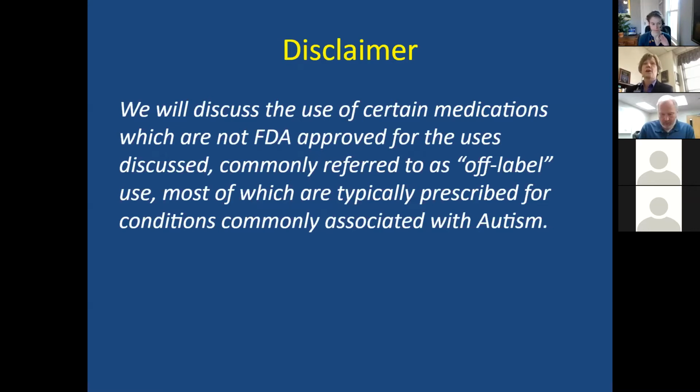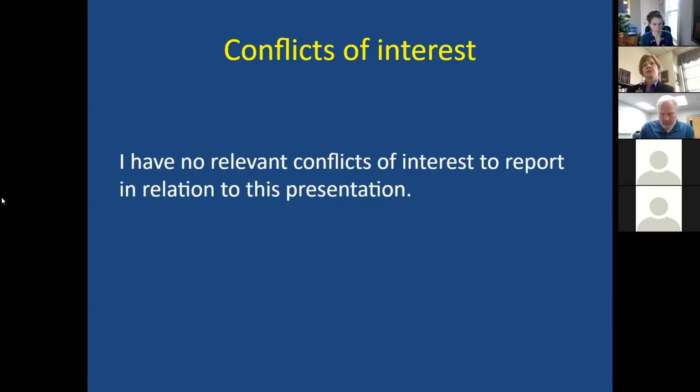This is commonly referred to as the off-label use of medications. And these medications are typically prescribed for conditions commonly associated with autism. Next slide. I have no relevant conflicts of interest to report in relation to this presentation. Next slide.